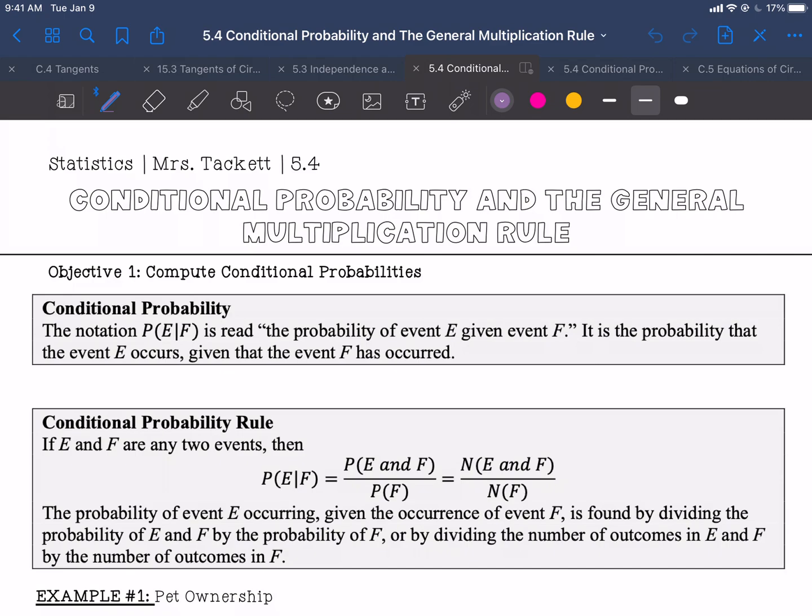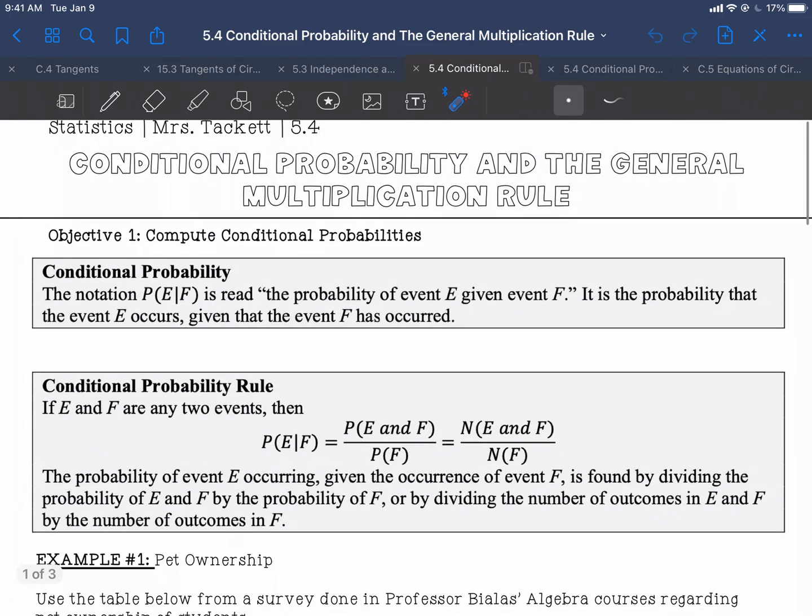In this lesson, we're going to talk about conditional probability and the general multiplication rule. So, conditional probability, our notation is the probability of E, and then this vertical line means given F. So, we're finding the probability that event E occurs given that F occurred.